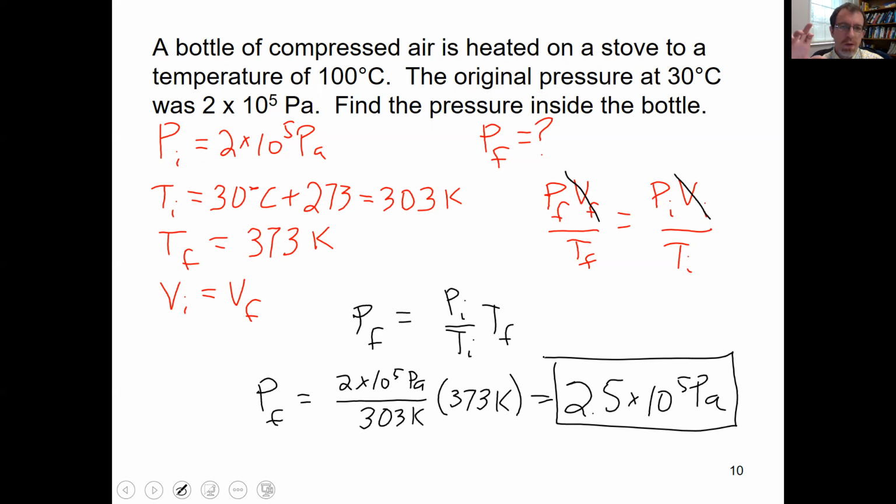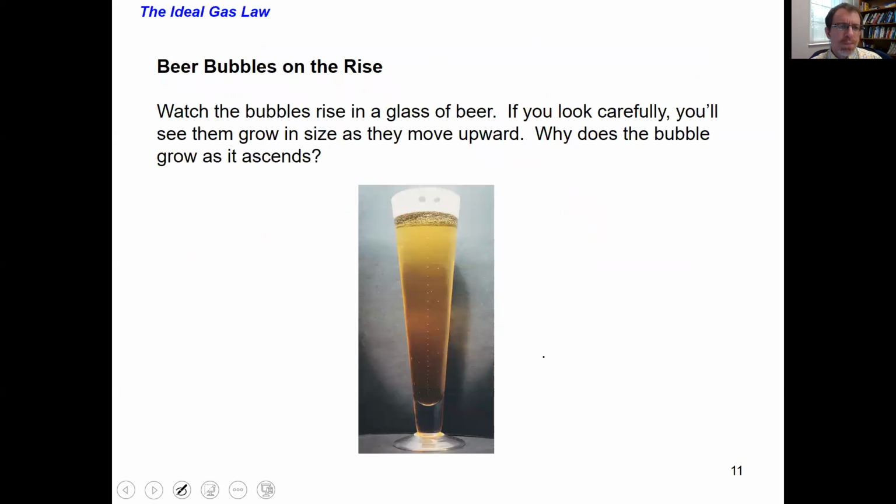Also, don't heat a can of green beans or any other closed can by just throwing it into a campfire, because if it gets hot enough, boom, no good. All right, so let's take a glance at this one. We've got a bubble at the bottom of this beer glass, and if you look closely, you might notice that it grows in size as it moves upwards. So now, what causes that?